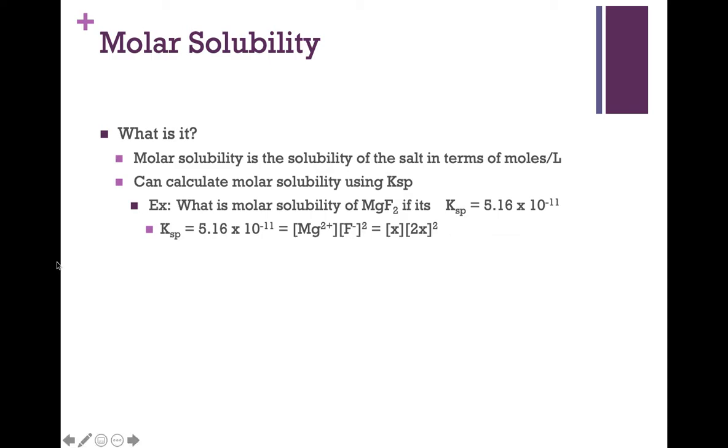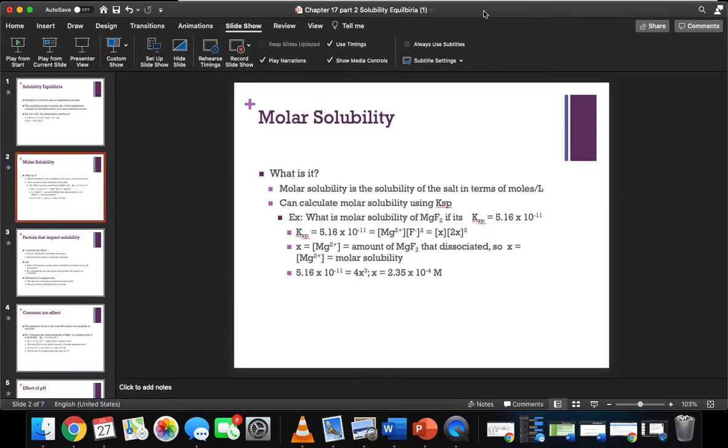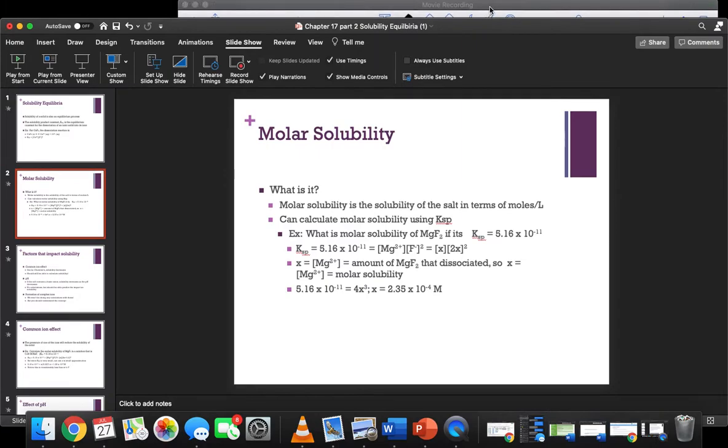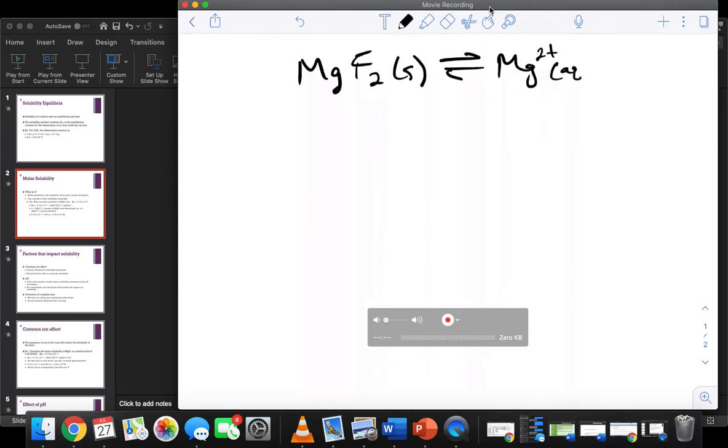All right, so swapping over to my whiteboard view of things. The first thing I'm going to do is write that dissociation reaction, which is our magnesium fluoride, oops, I just wrote that as a gas for some reason, as a solid, which is going to dissociate into magnesium 2 plus, aqueous, plus 2F minus, also aqueous. Now we're just breaking that ionic compound into its individual ions.